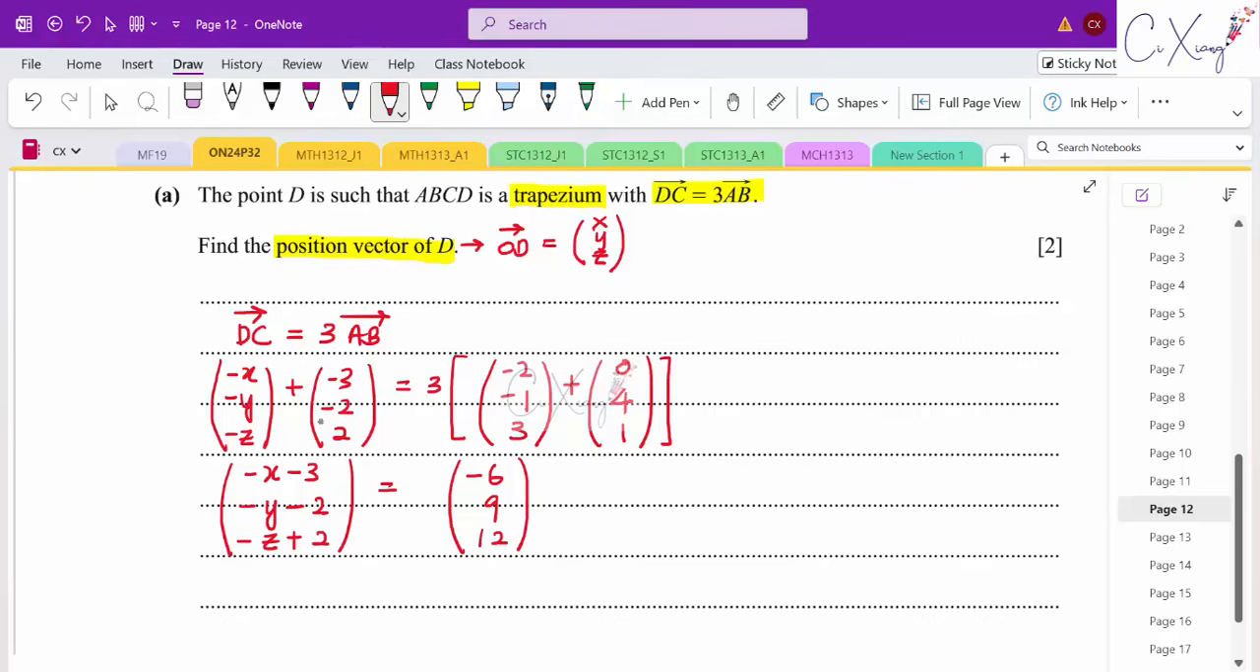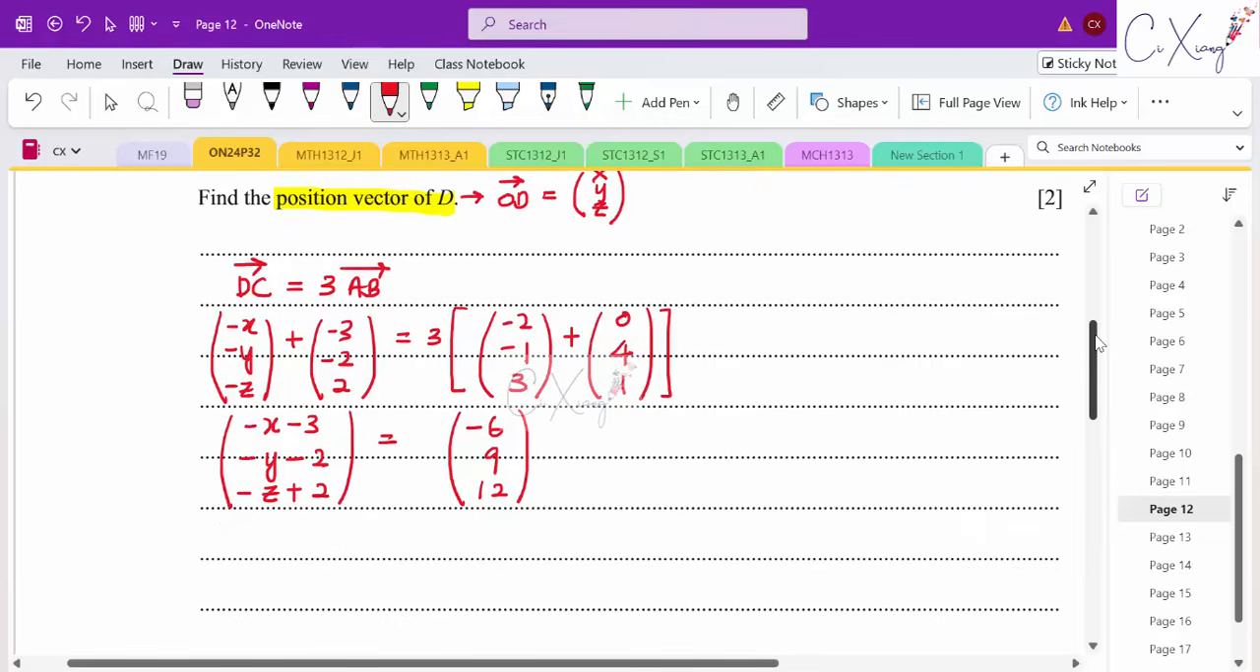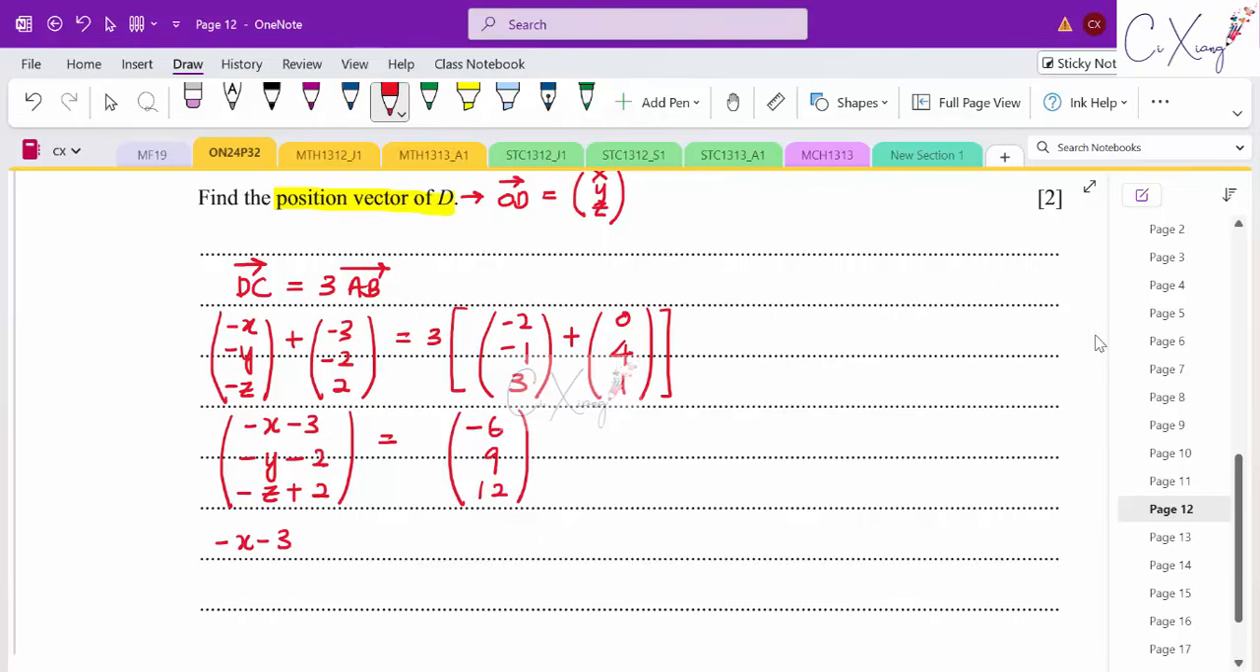Okay, then after that I compare the X with the X component, Y with the Y component, and Z with the Z component to get the values for X, Y, Z. After that you can get the position vector of D. So I'm having negative X minus 3 equals to negative 6. Therefore your X is equal to 3. For the Y, negative Y minus 2 equals to 9. So what is the value for Y here? Your Y should be equal to negative 11. Then I'm having negative Z plus 2 equals to 12. Right, so my Z should be equal to negative 10.